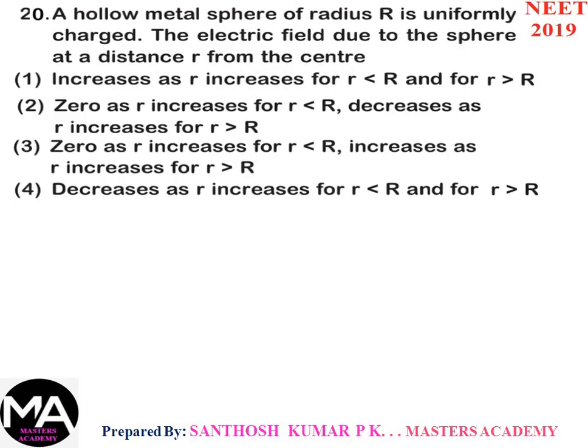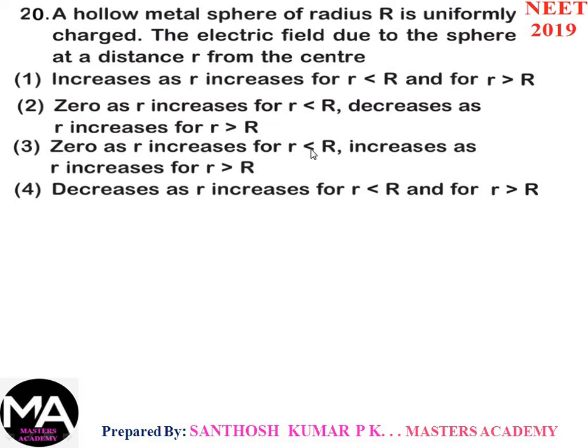Next problem. It is from NEET 2019. A hollow metal sphere of radius R is uniformly charged. The electric field due to the sphere at a distance r from the center. So four options are given. Increases as r increases for r less than R and for r greater than R. Zero as r increases for r less than R, decreases as r increases for r greater than capital R.